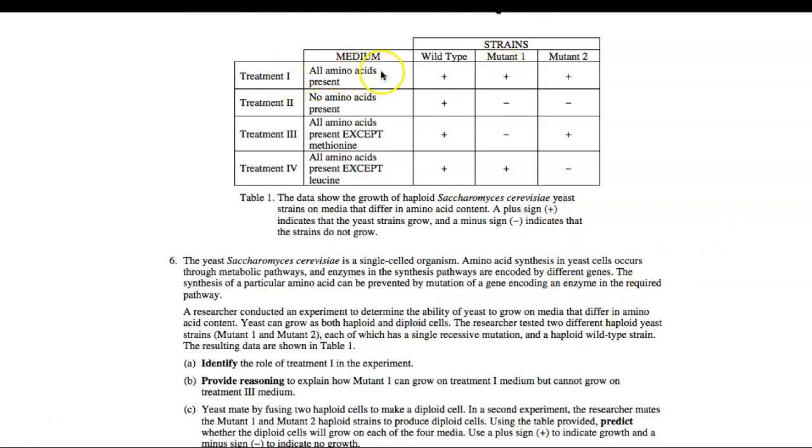Treatment 1, all amino acids present. That is your control. That is the basis of comparison. That's all you would need to put. B, provide reasoning to explain how mutant 1 can grow on treatment 1, but cannot grow on treatment 3.